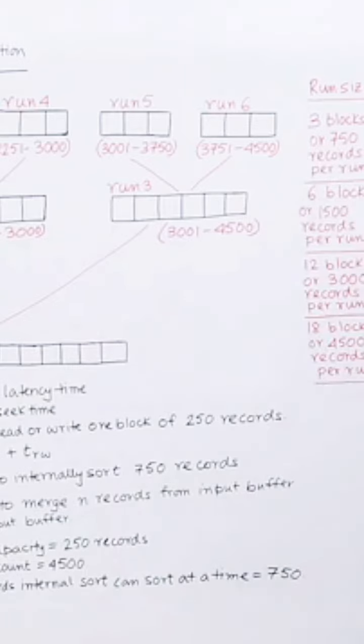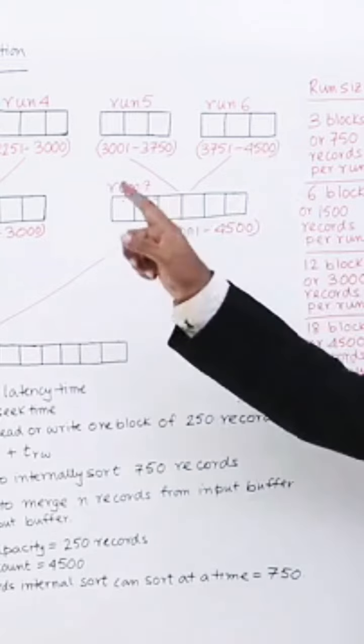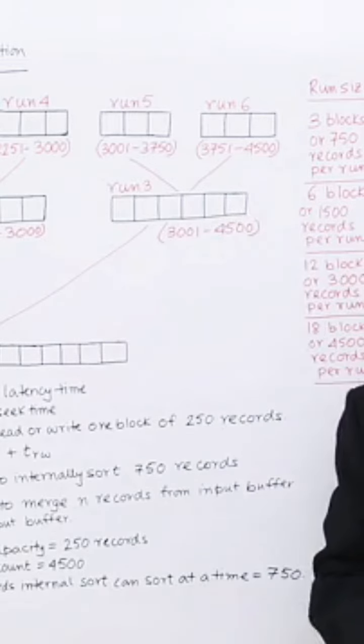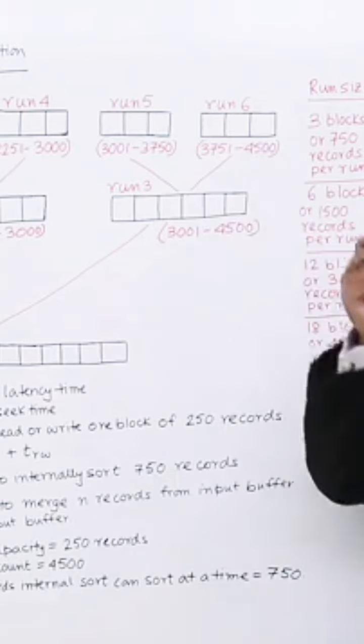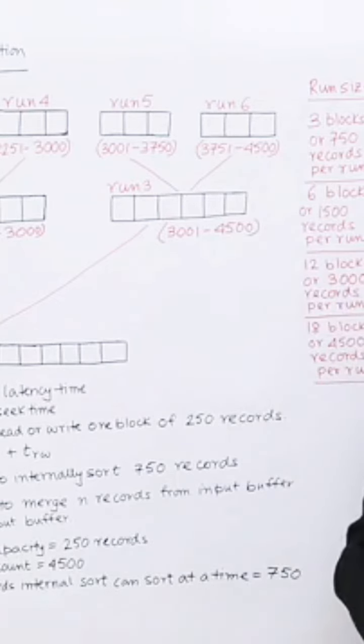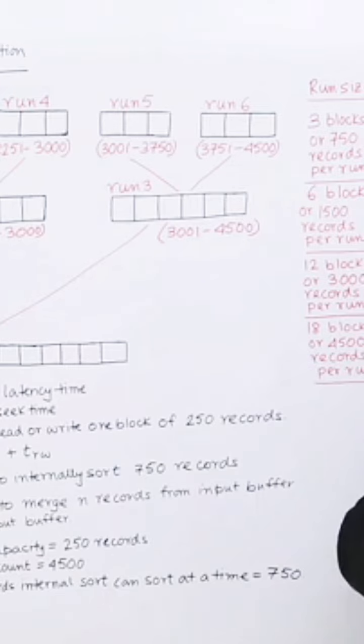In this particular problem, we have in total 4500 records, and we have a block which can hold 250 records. At a time, we can load at most 750 records into the computer's memory.